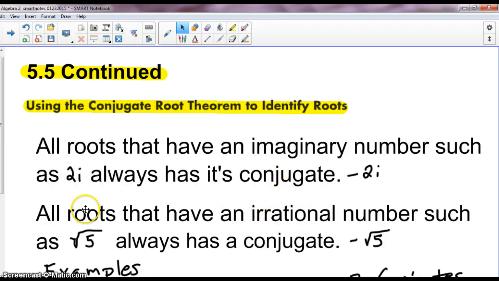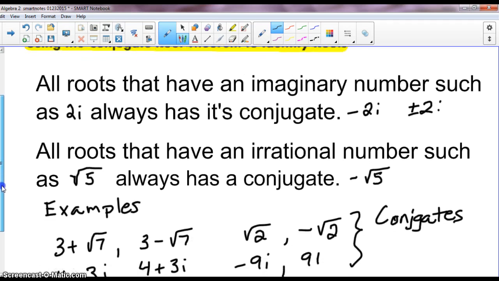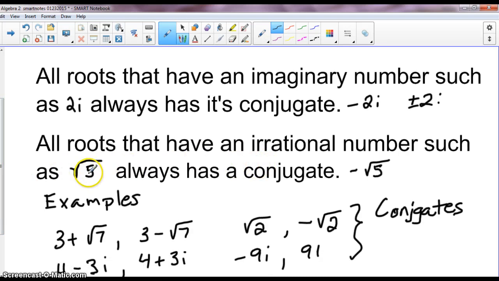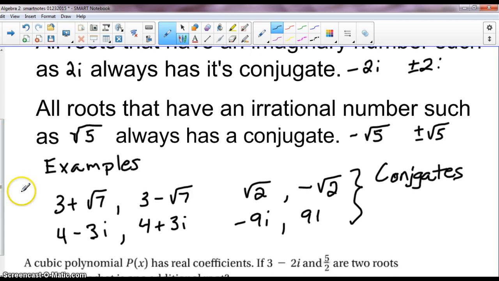So as you can see here, all roots with an imaginary number, such as 2i, always have their conjugate, negative 2i. So these two would be paired up like this, plus or minus 2i. The other type of conjugates that we get with this root theorem is the irrational, for example, radical 5 and negative radical 5, and that can be written as plus or minus radical 5. And here are some other examples to refresh your brain cells about what conjugates are.